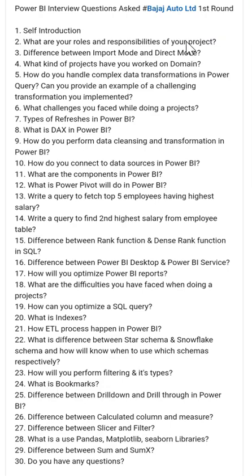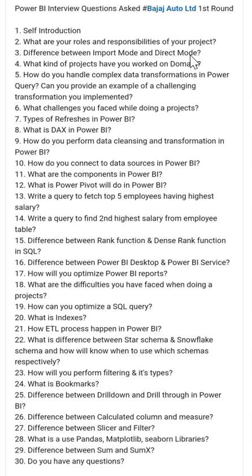Second question is, what are the roles and responsibilities of your project? Everyone has different roles and responsibilities. As a Power BI developer, you can tell that you create reports, do data modeling, collaborate with stakeholders, optimize the reports, and publish the report to the Power BI service, and there schedule the refresh using gateways and all. So you can tell.